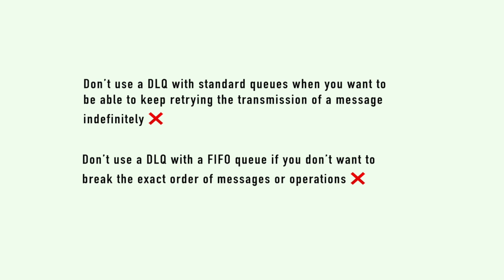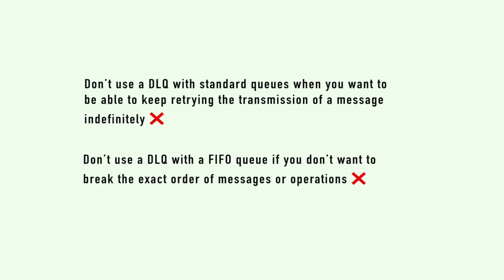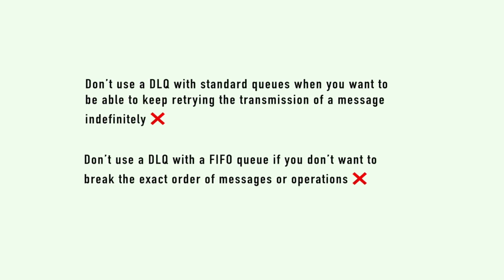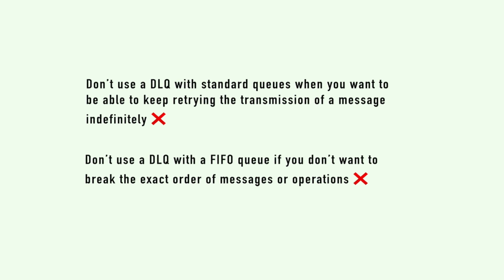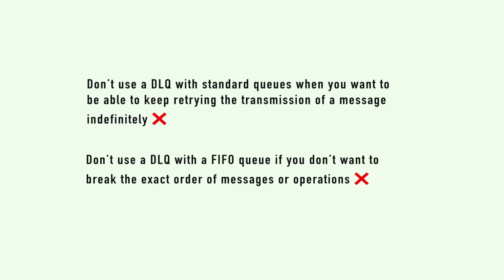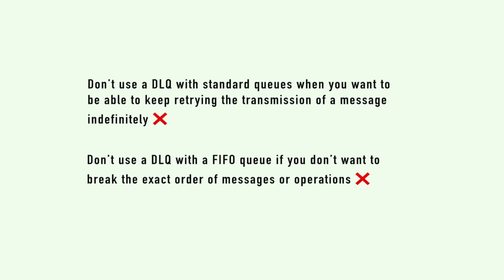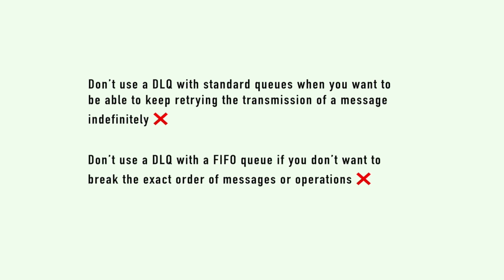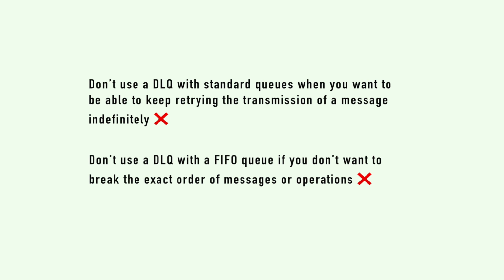Lastly, don't use a DLQ with a FIFO queue if you don't want to break the exact order of messages or operations. Let's say you have a process which is very dependent on the ordering of messages. If you use a DLQ, this can break the message order and your application logic.